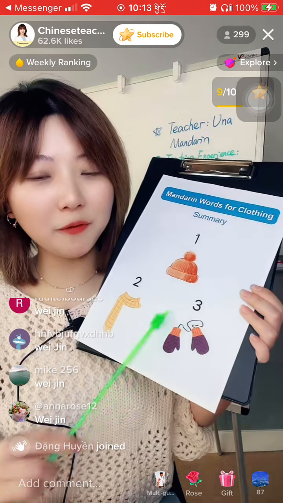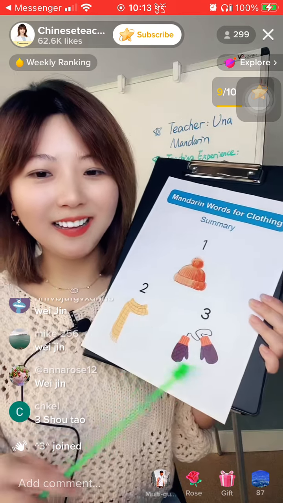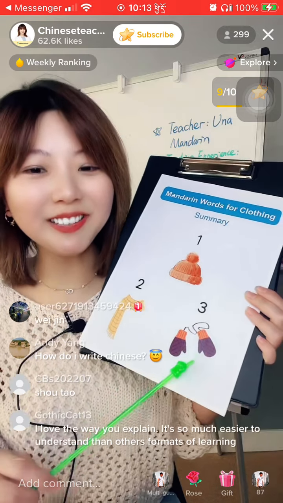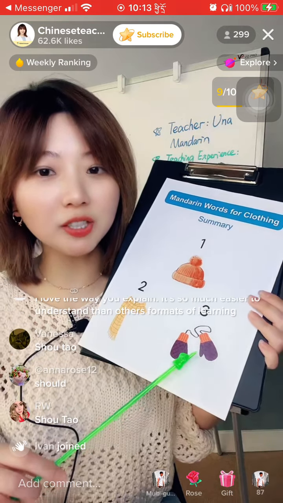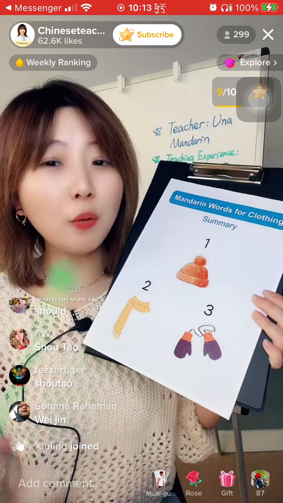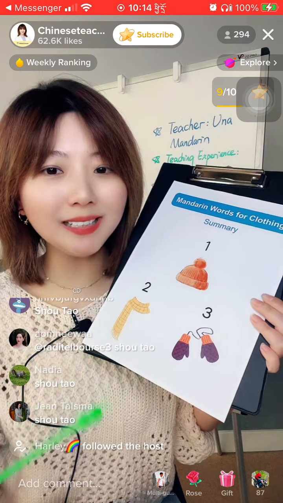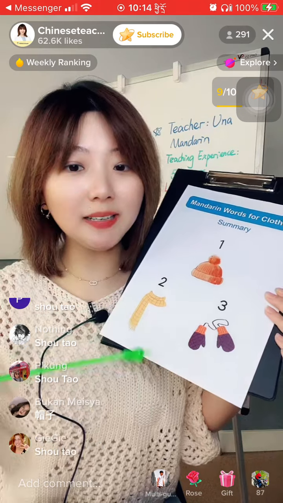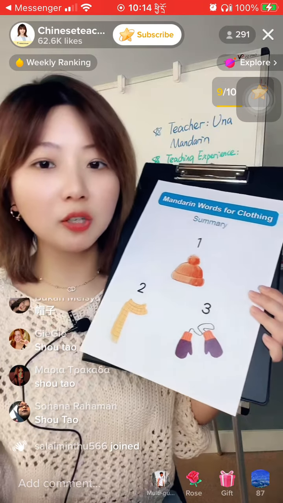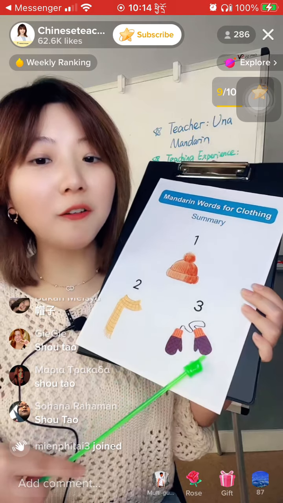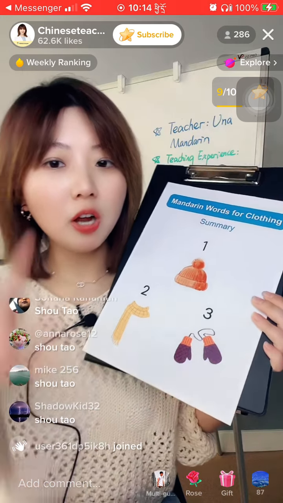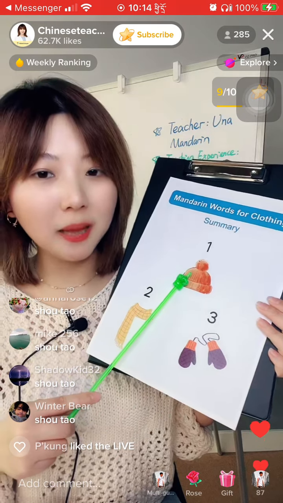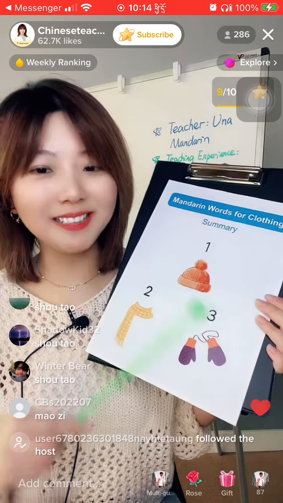Okay, number three. What's the Mandarin for number three? Good. Like way, W-A-Y, way. But if you say way, your pronunciation will be 围巾. It's 围, second tone, rising tone, 围巾. But it is something like way, that's a good one. This one, 手套, very good. Number one, 帽子.